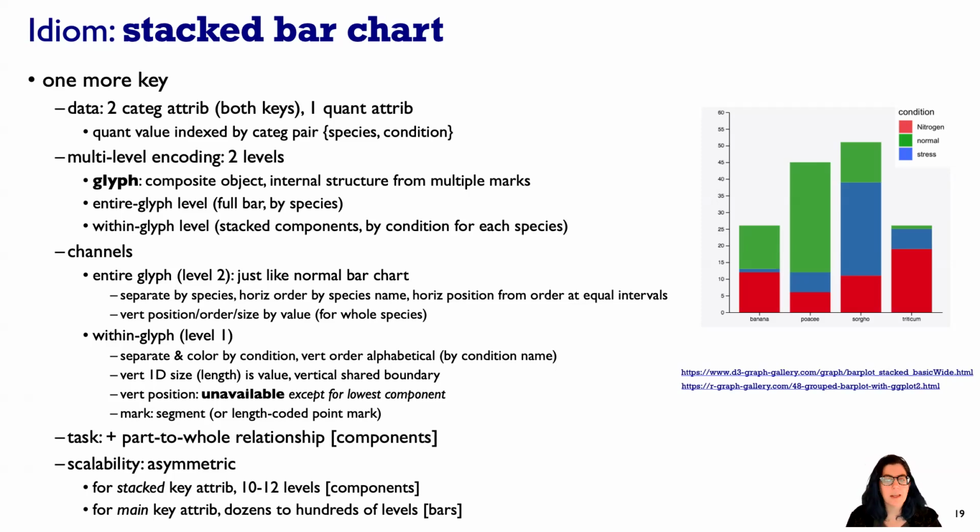What's interesting here is the asymmetry of the scalability. For the stacked attribute, the one that we have colored boxes for, we can't have hundreds. That would be crazy. That would be unreadable. So up to maybe 10 or 12 levels, around a dozen, is reasonable for these stacked components. Whereas for the number of bars, it's just like before. We could still have dozens or maybe hundreds. So there's a real asymmetry in those 2 key attributes. They're both keys, but they are not at all equal in terms of what numbers this chart can support.